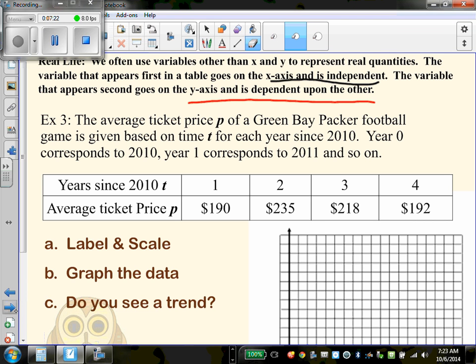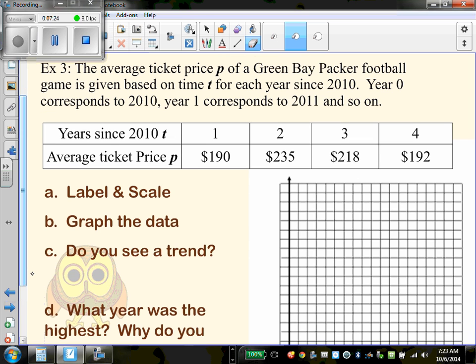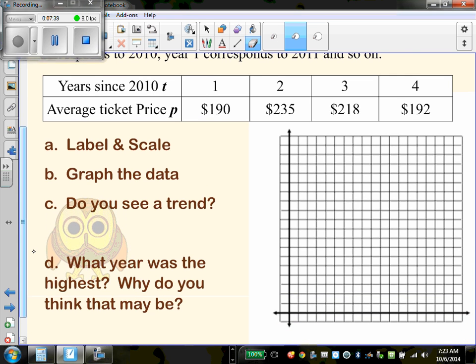All right, so example 3. The average ticket price, P, of a Green Bay Packer football game is given based on the time T for each year since 2010. Year 0 corresponds to 2010, year 1 corresponds to 2011, and so on. And here we have much information given to us. So the first thing we need to do is label the graph and scale. Well, remember, the first variable you see is going to be on the x-axis, and the second variable you see is going to be on the y-axis.